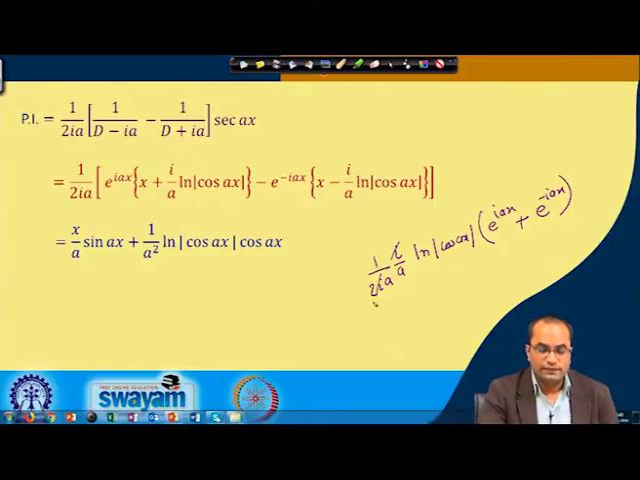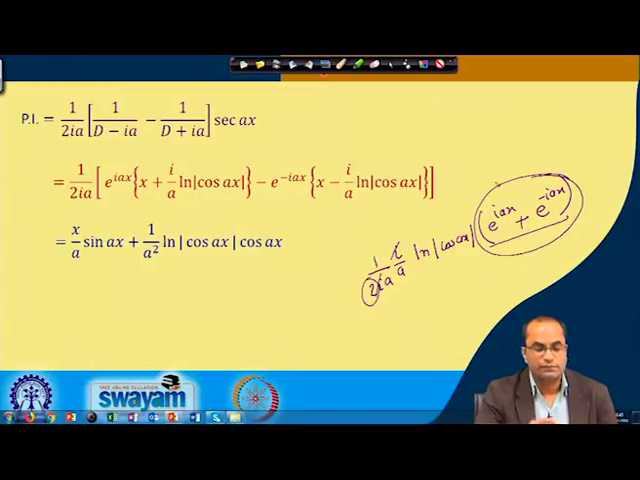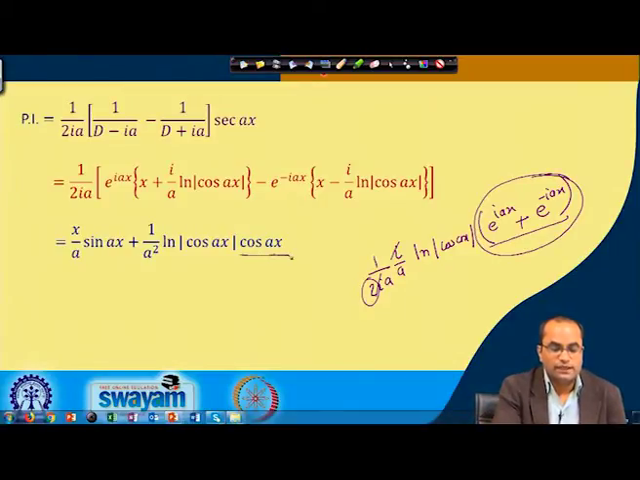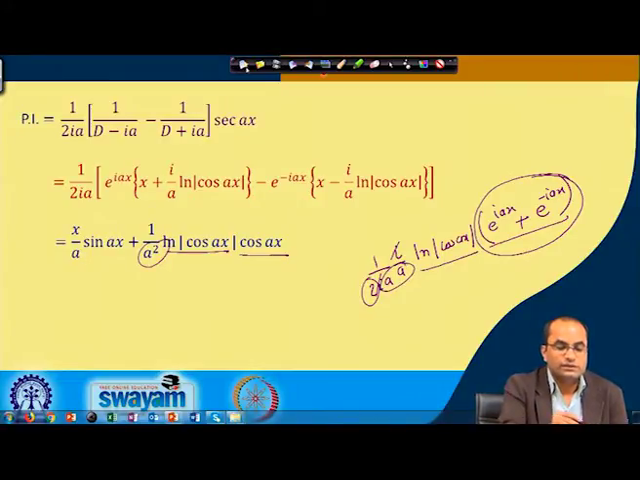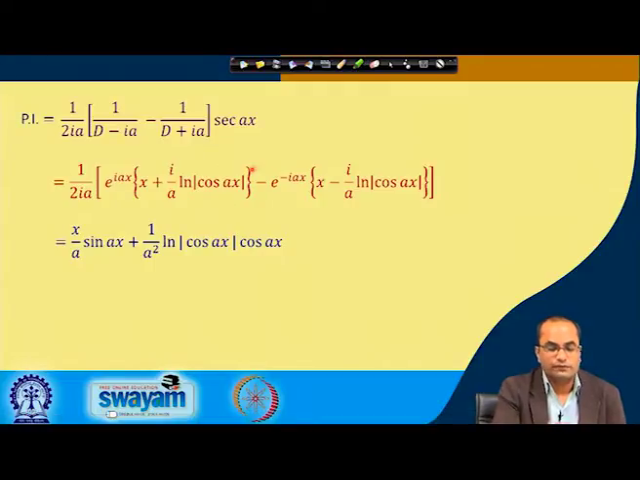So, this 1 gets cancelled and this 2 will be merged here. So, this is nothing but the cos ax term with the logarithm of this one, and 1 over a square is here. So, this is just the simplification of what we got here, this 1 over a square ln cos ax and cos ax again.